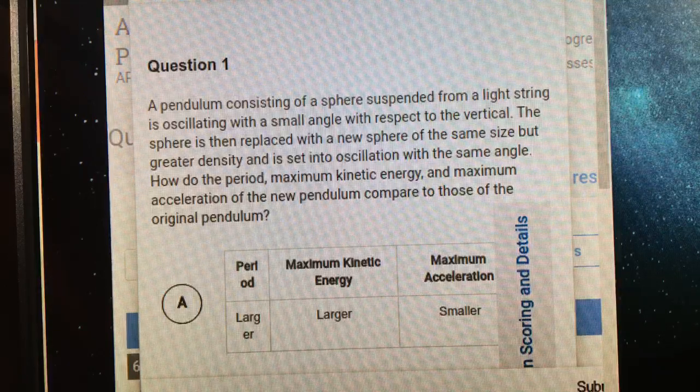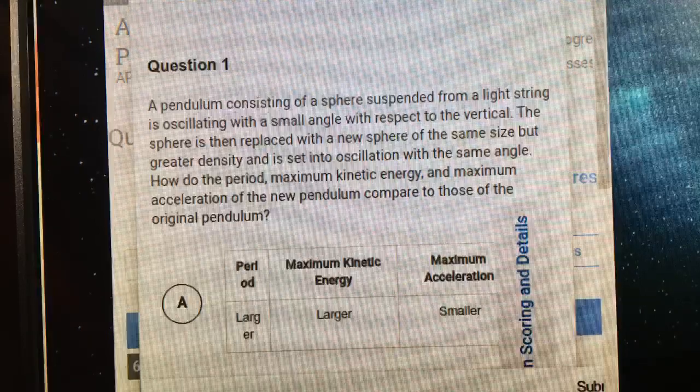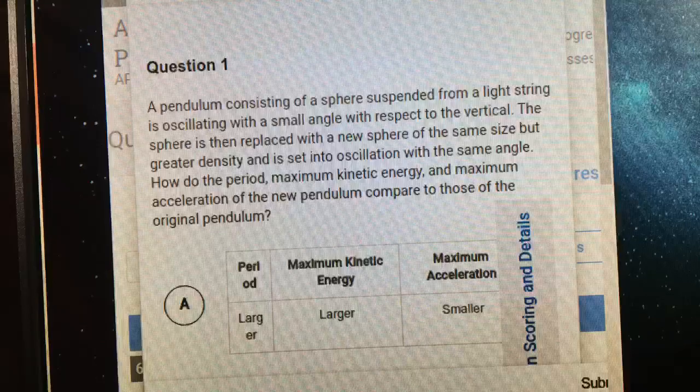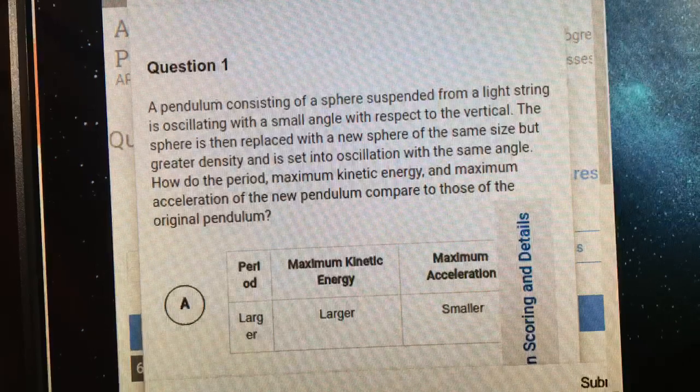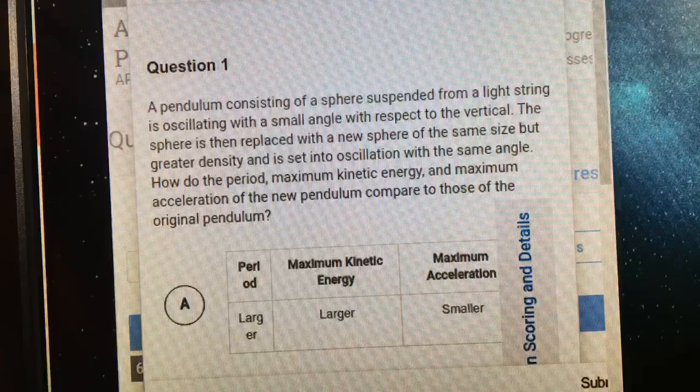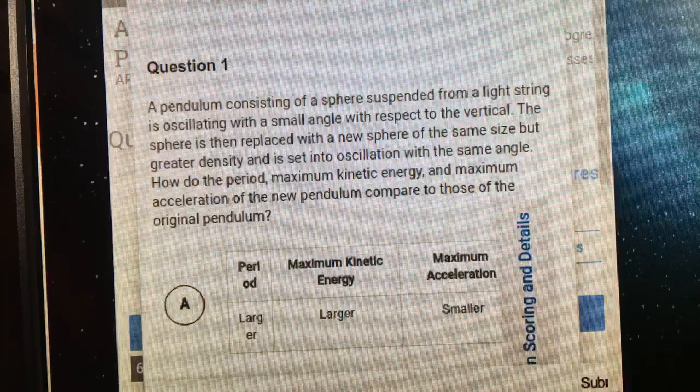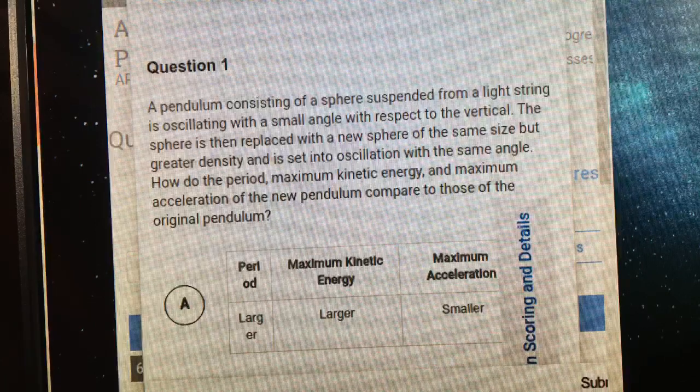All right, so looking at question 1, we have a pendulum consisting of a sphere suspended from a light string. So again, light string, pretty much no mass. I don't know if it shuffles the questions for you. Okay, question 2 then. So this is question 2.